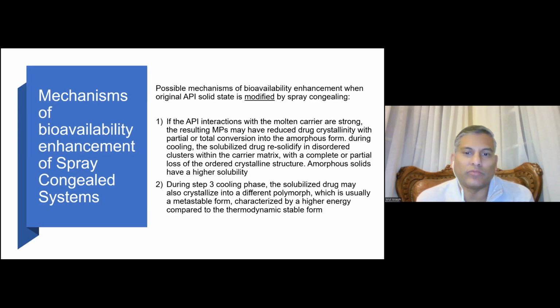During the cooling phase, the solubilized drug solidifies in disordered clusters. So it is maintained in its amorphous form within the carrier matrix. And this amorphous solid having a higher solubility, when you take it orally, allows for higher solubility in vivo. Secondly, during the step 3 cooling phase, the solubilized drug may also crystallize into a different polymorph. This polymorph might be a metastable form, and that allows for it to have a higher energy compared to the most thermodynamically stable form, which has lower solubility.